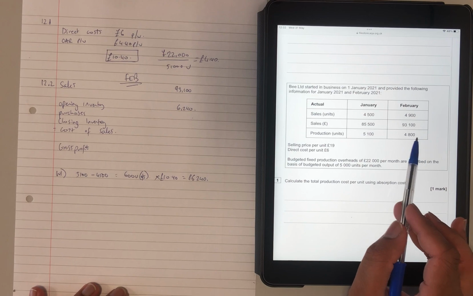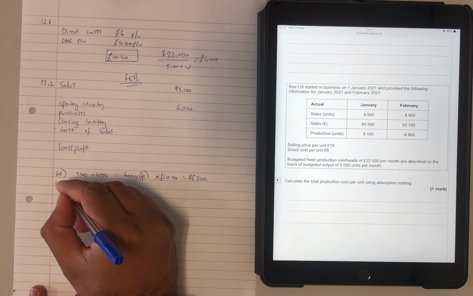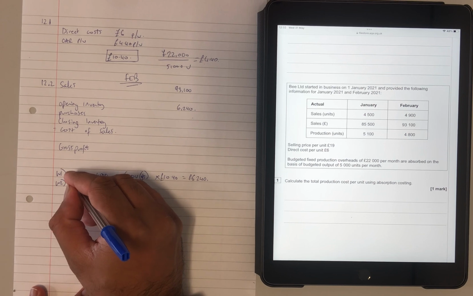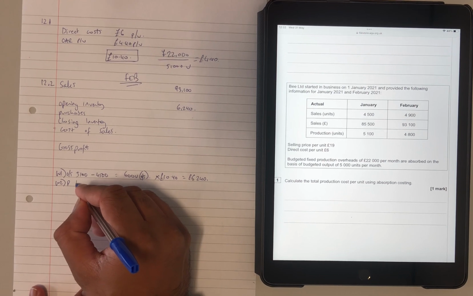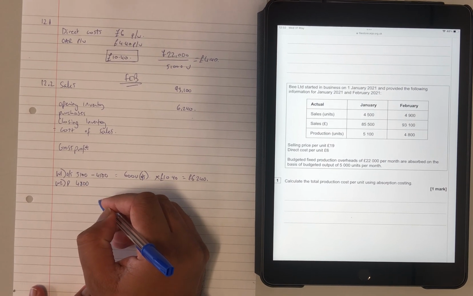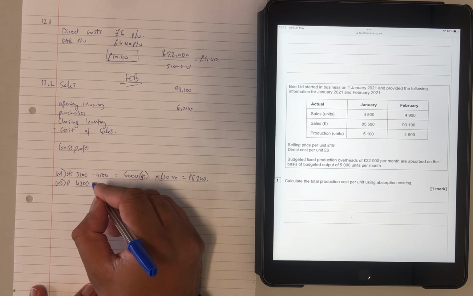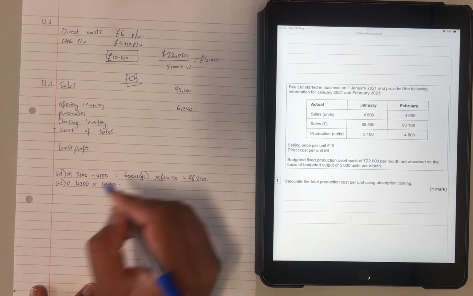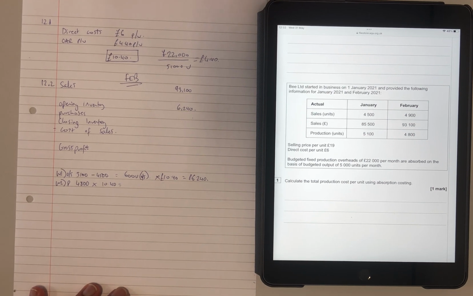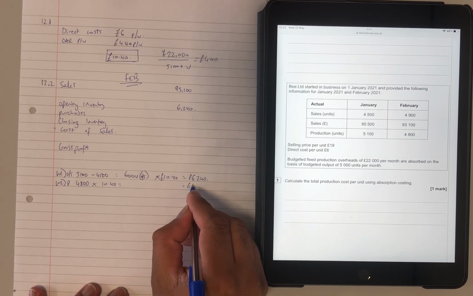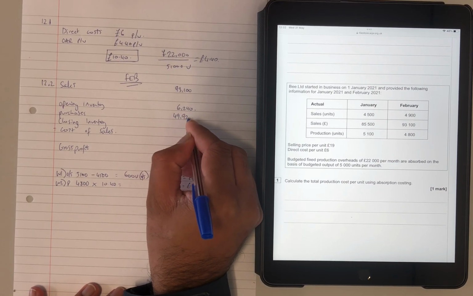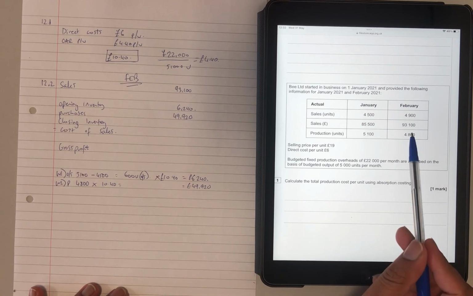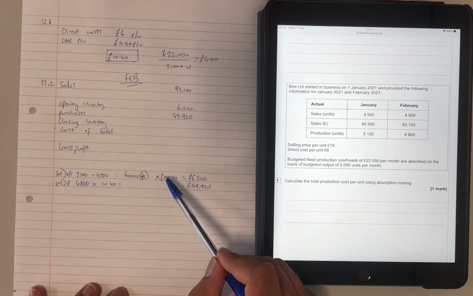Purchases, we produced 4.8. Obviously, the cost is £10.40. So workings 2. This is opening stock. This is purchases. Now purchases was 4,800. 4,800 times by £10.40. Okay, so that equals 49920. Okay, that's your purchases. All we're doing is just timesing the units by the production cost.